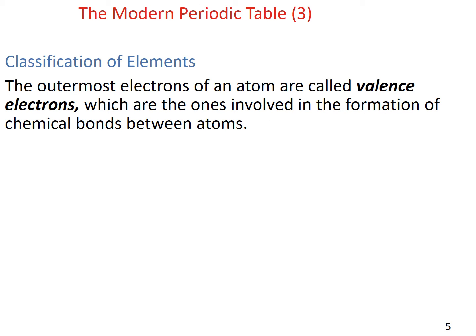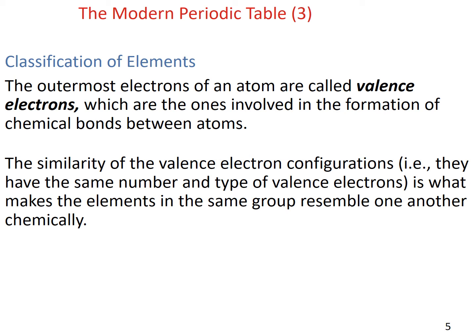In dealing with these elements, the outermost electrons of an element are called the valence electrons. They're the ones that are involved in chemical bonding, and that's why we're most interested in these valence electrons. Valence electron configuration is also something that we'll need to deal with. So if elements have similar valence electron configurations, that's kind of the reasoning behind the elements having these same chemical properties. We've talked about various groups having similar chemical properties in the past, but we've never really talked about why that was. It really is based on these valence electron configurations.